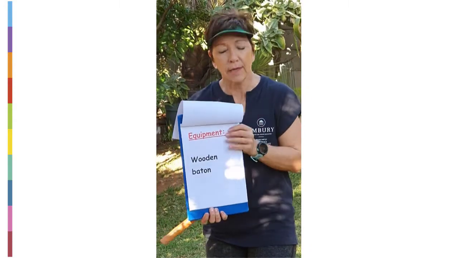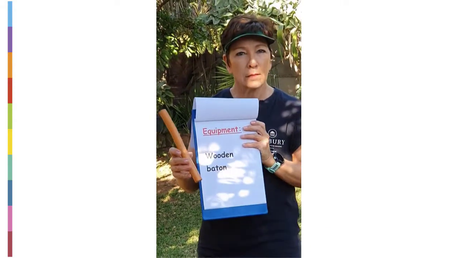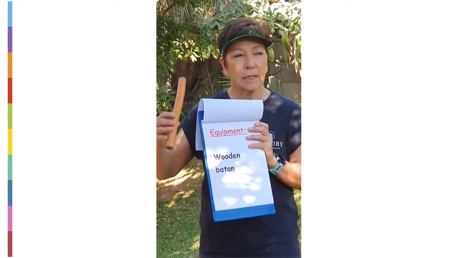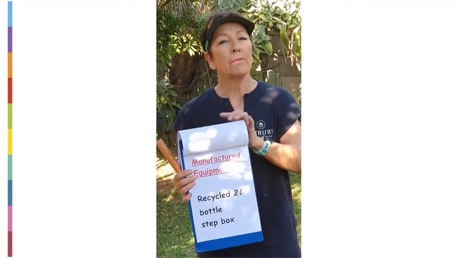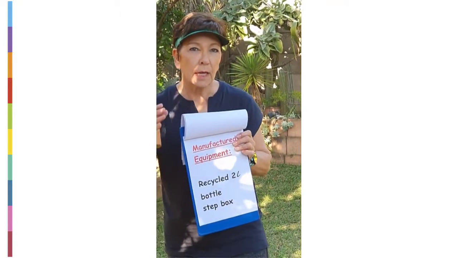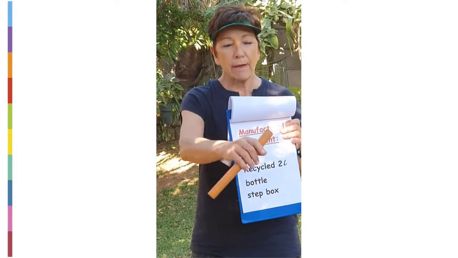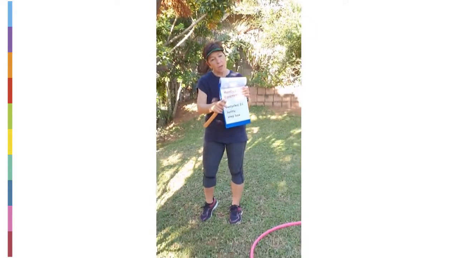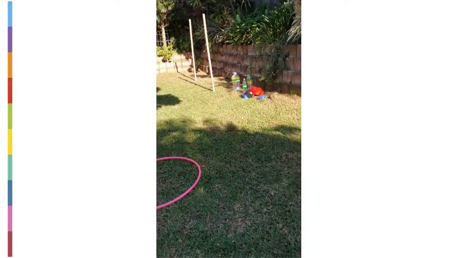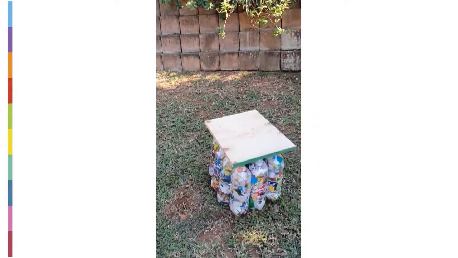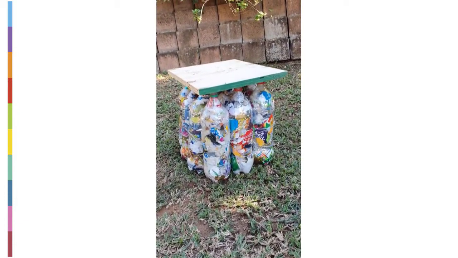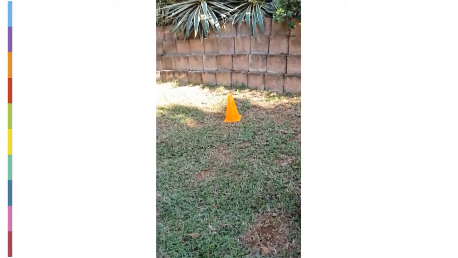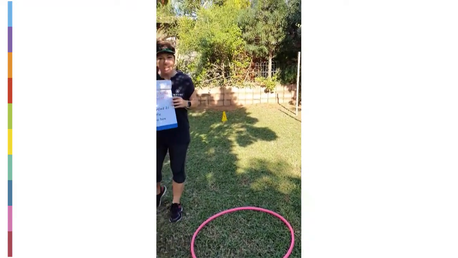I then was also given the wooden baton as my equipment. Remember, these are now prescribed. So I've got the wooden baton and I've got the spatial orientation that was given to me. Then I am going to be manufacturing a piece of equipment as well. My manufactured equipment is the step box that I've built from recycled bottles, tied together with some wire, with a board put on top. Now the equipment's not quite finished, so I'm hoping to balance on that quite correctly when the activity starts.